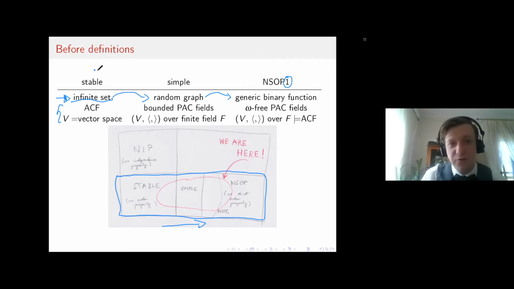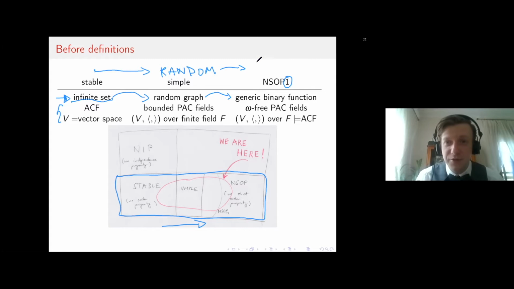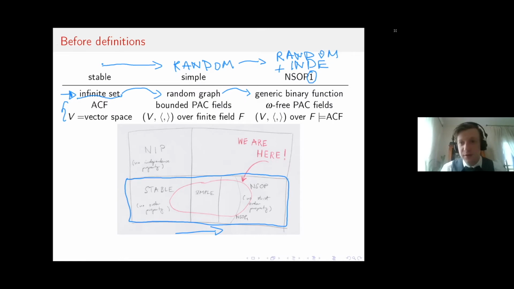The important thing which you can see in this table is that if you start with a stable theory, then simple theories are more random, so you have some randomness here. And then if you go further, then you have random plus independent, some kind of independence. What do I mean by this?